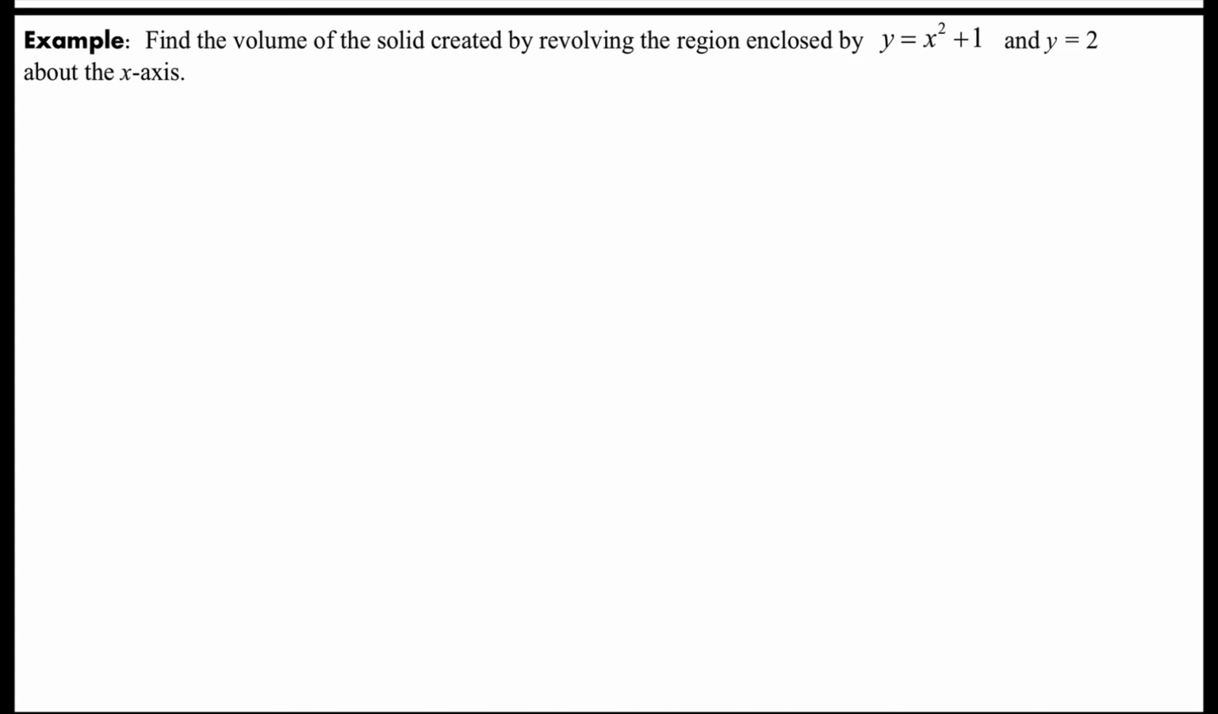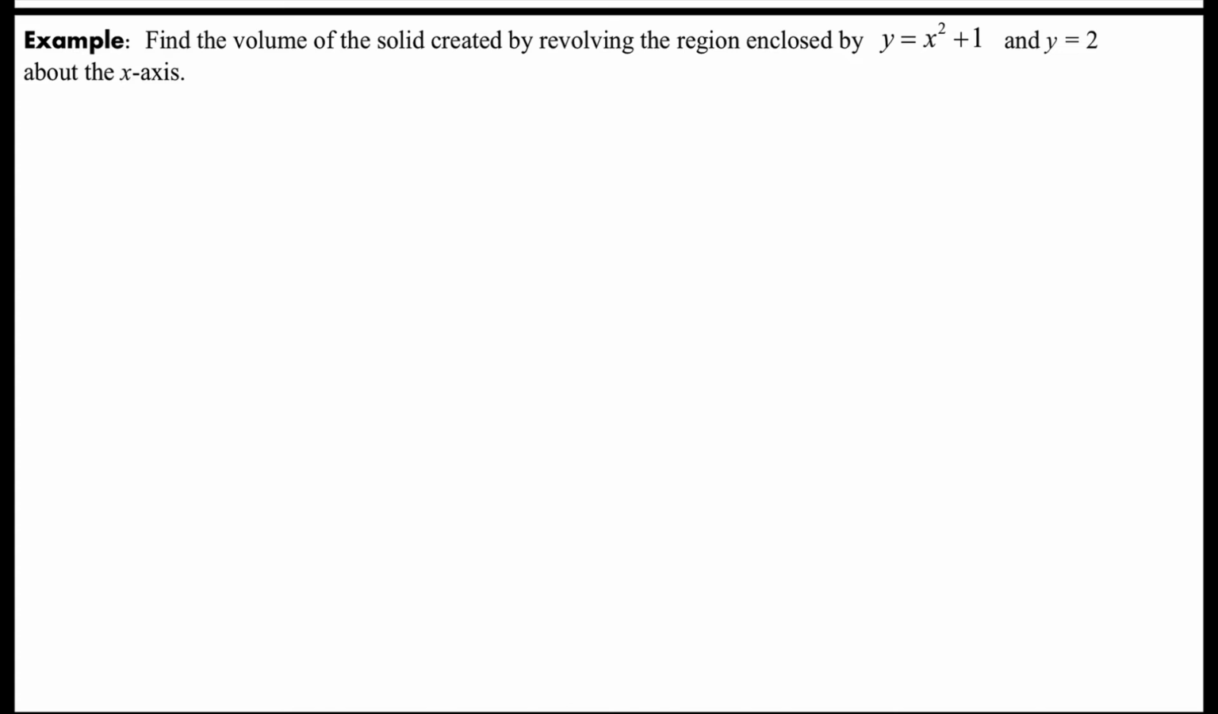So we've got to find the volume of the solid created by revolving the region enclosed by y equals x squared plus 1 and y equals 2, and it revolves about the x-axis. So just reading it, if you were to see this one on a test, would you know if this was washer method or disk method? Just by reading it, does it tell you anything about whether it's a problem that we could have done in our notes 2 days ago?